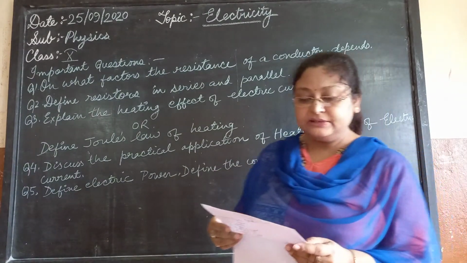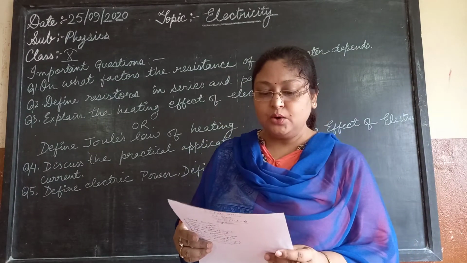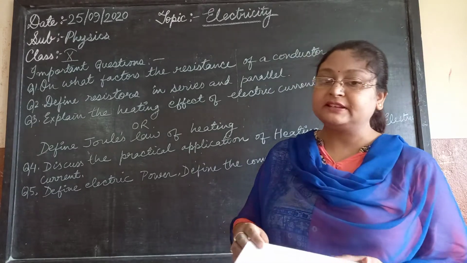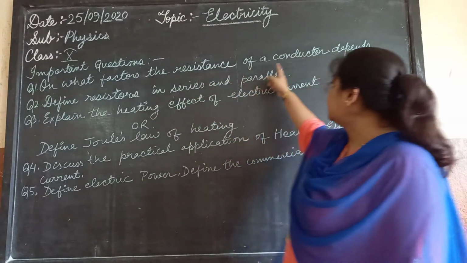What is electric current? Draw a circuit and label it. And what do you mean by potential difference? Define Ohm's law, draw the graph and explain it. These are the 4 questions, and after this, on what factors the resistance of a conductor depends.